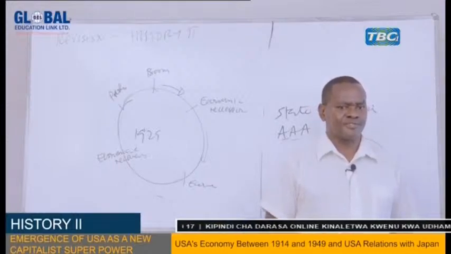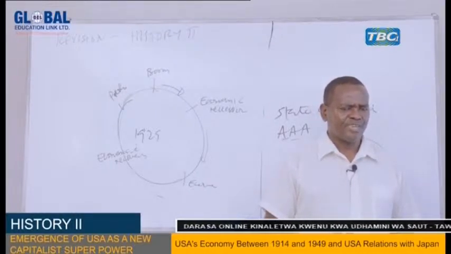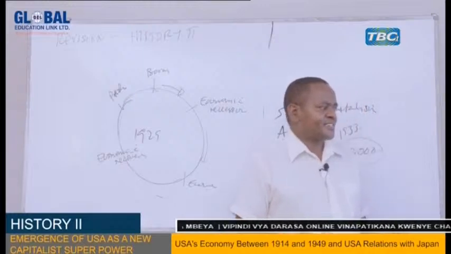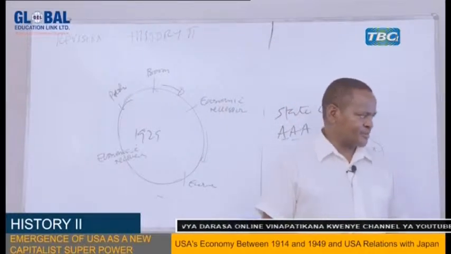Industrial production, in fact, was improved. By 1939, production was back to normal. That means the production in 1939 had already reached the pre-crisis level. That means it was as good as it was before the economic depression.